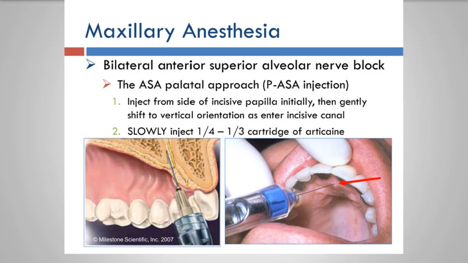Now, I don't need to get very far into the foramen here, just enough to know that I am into it. And then I drop about a quarter cartridge of articaine, very slowly easing that into the tissue. And that will block the nasopalatine nerve here, also work up the canal and get to the apices of these teeth here and give me the buccal anesthesia as well.